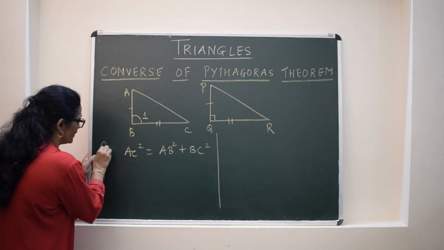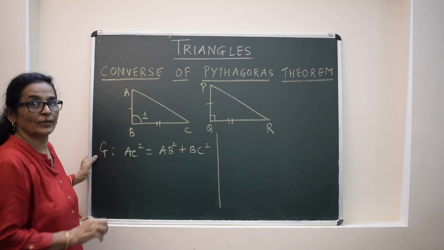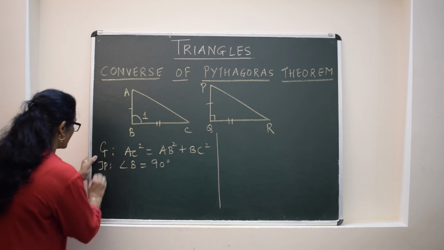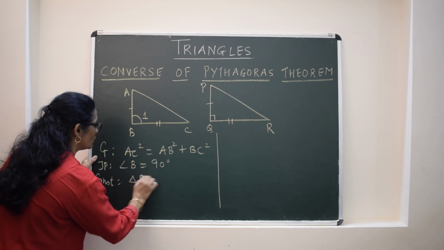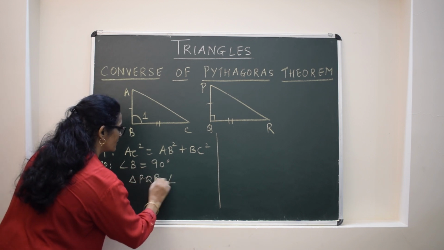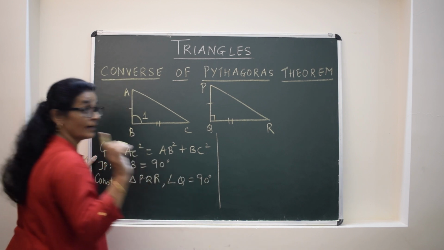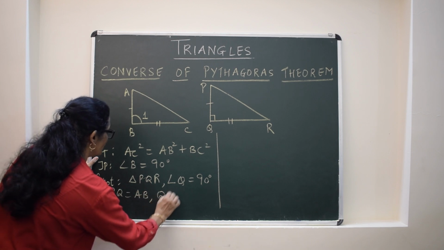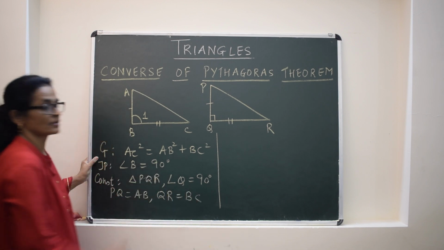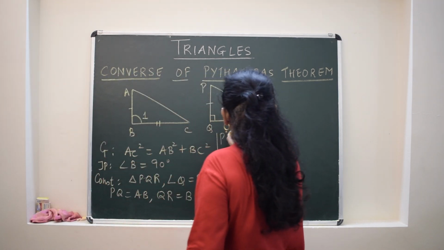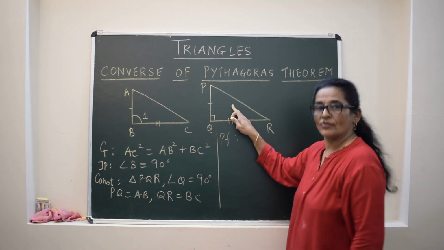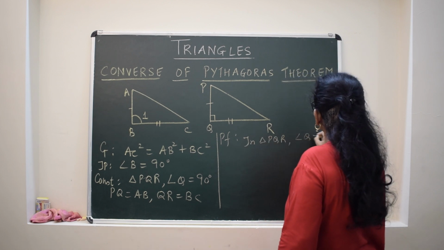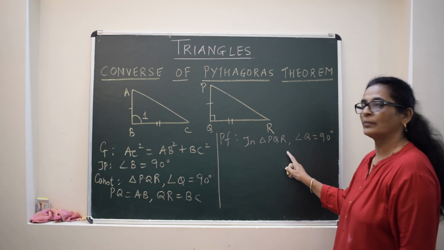So this is given. AC square is equal to AB square plus BC square. We have to prove angle B is 90 degrees. Construction is, take a triangle PQR such that angle Q is 90 degrees, and also we have taken PQ equal to AB and QR equal to BC. This is the construction. Now, for the proof, we will take this triangle first. In triangle PQR, this is already given that this is 90 degrees, so we can apply Pythagoras theorem over here.